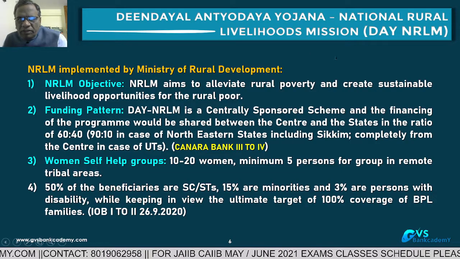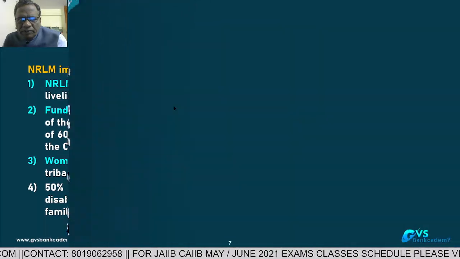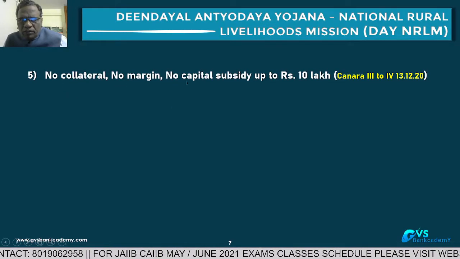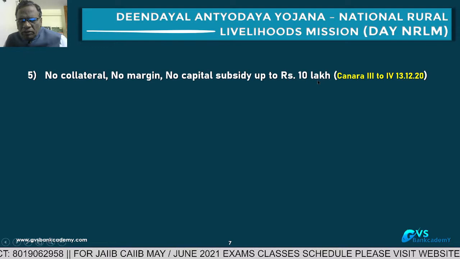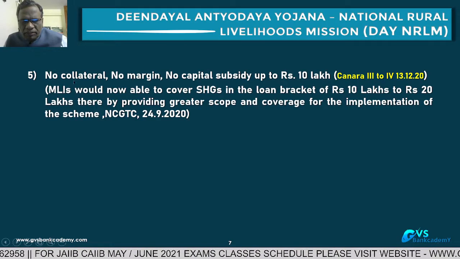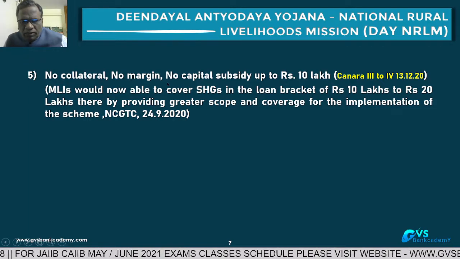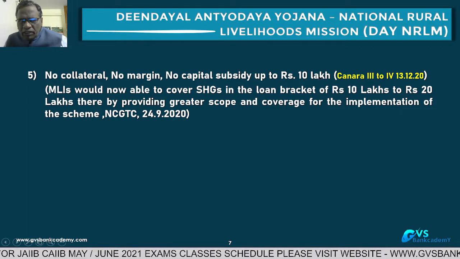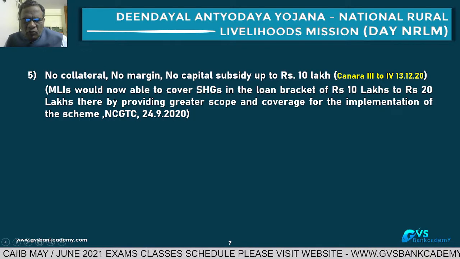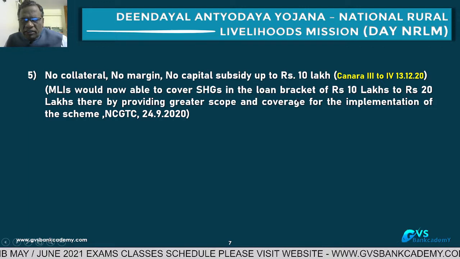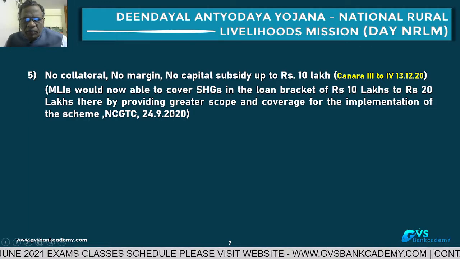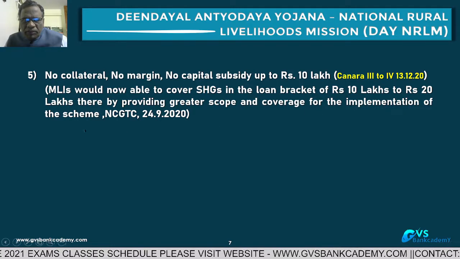This is about the NRLM. No collateral, no margin, no capital subsidy, loan up to 10 lakhs. This is an exam question. The member lending initiative would now allow covering SHGs in the loan bracket of 10 lakhs to 20 lakhs, thereby providing greater scope and coverage for the implementation of the scheme.